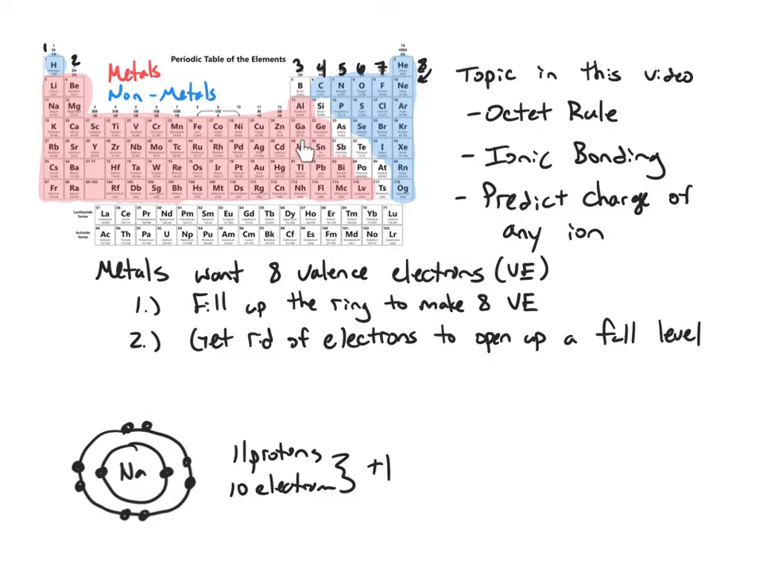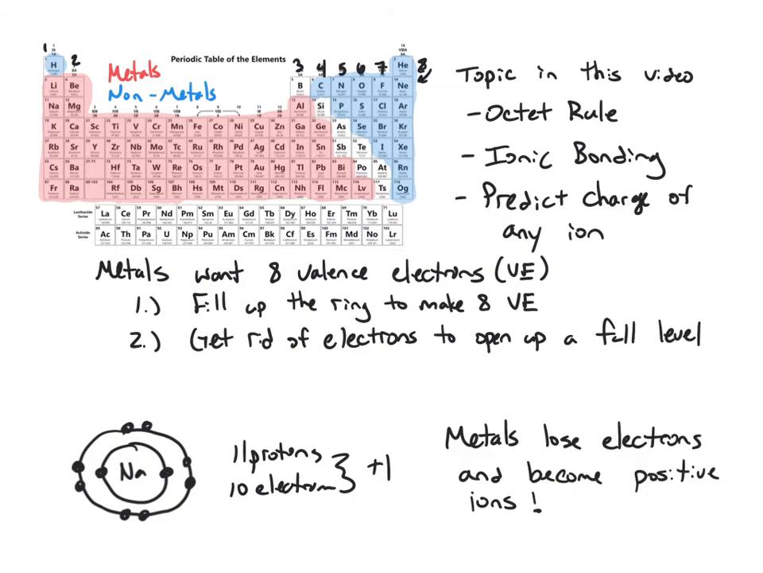Boron, aluminum, and gallium, these elements will all try and lose 3 valence electrons in order to get rid of their outermost electrons. And when they do that, just like sodium, they open up a full inside ring. And so metals lose electrons and become positively charged always.